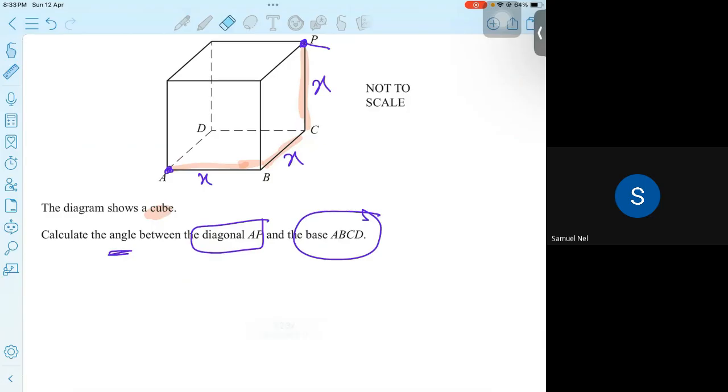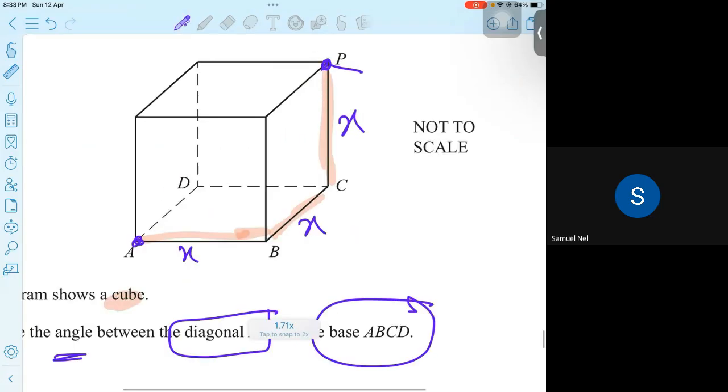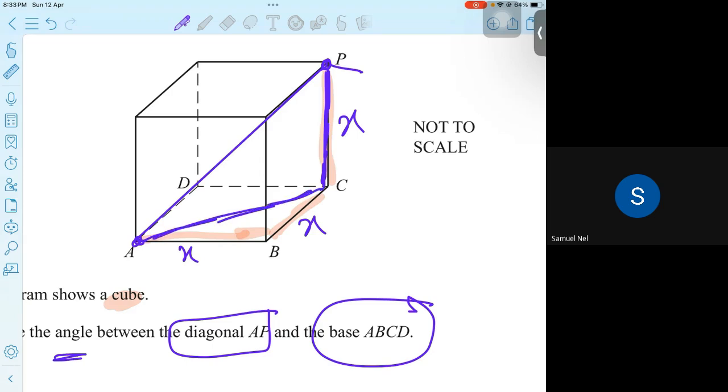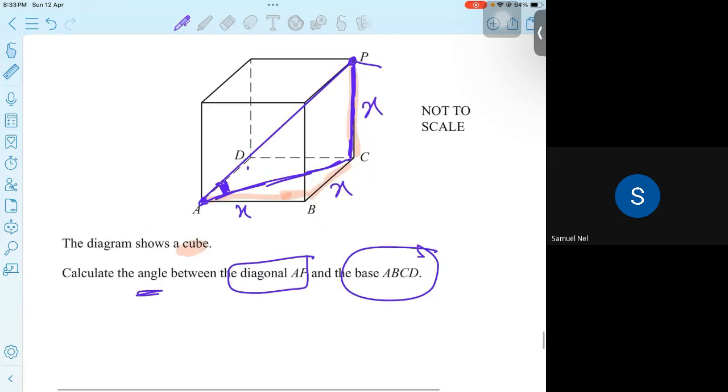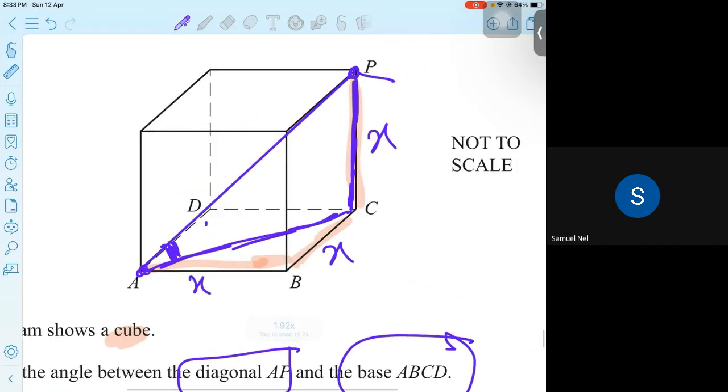The first thing I have to figure out is what exactly connects AP. So if I draw a line here, this is the base of PC, which means this could make a triangle, right? Now I have something from which I can refer and find this angle. Does that make sense? So that is my ultimate objective. I have to find an angle which connects the diagonal and the base. So let's see how we can get there.